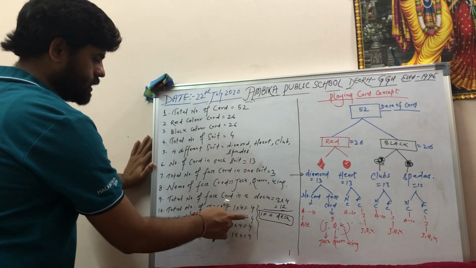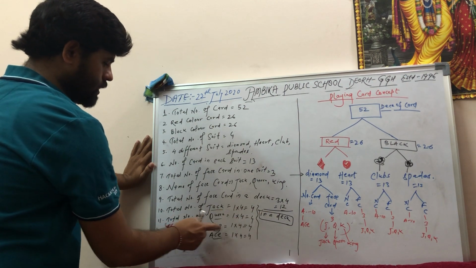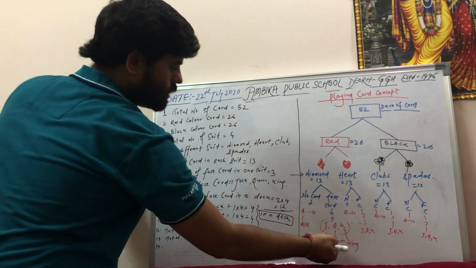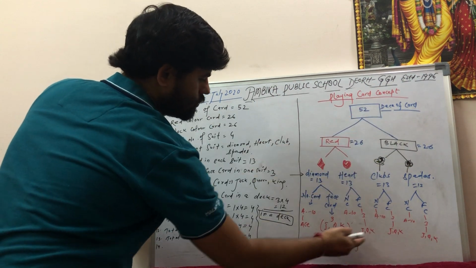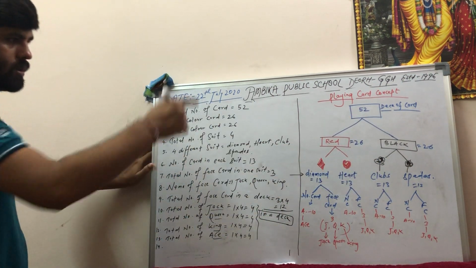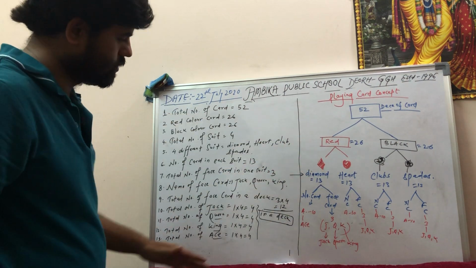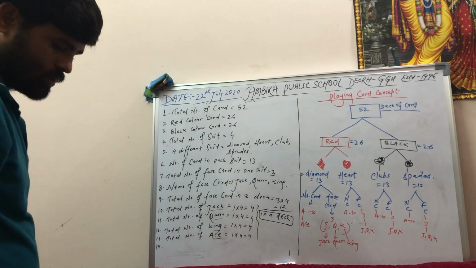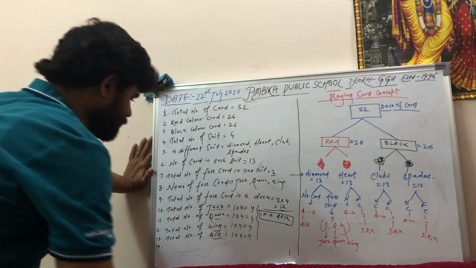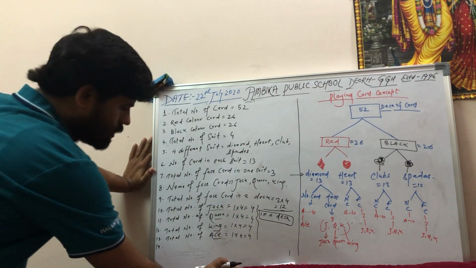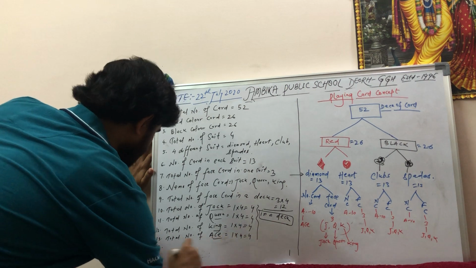Total number of queen in a deck equals 4. Total number of king in a deck: in a deck, total number of king equals 1, 2, 3, 4. In a deck, total number of queen equals 1, 2, 3, 4. Okay, so if you remember this diagram, everything will be finished. Okay, 14th point: total number of ace in a deck is 4.